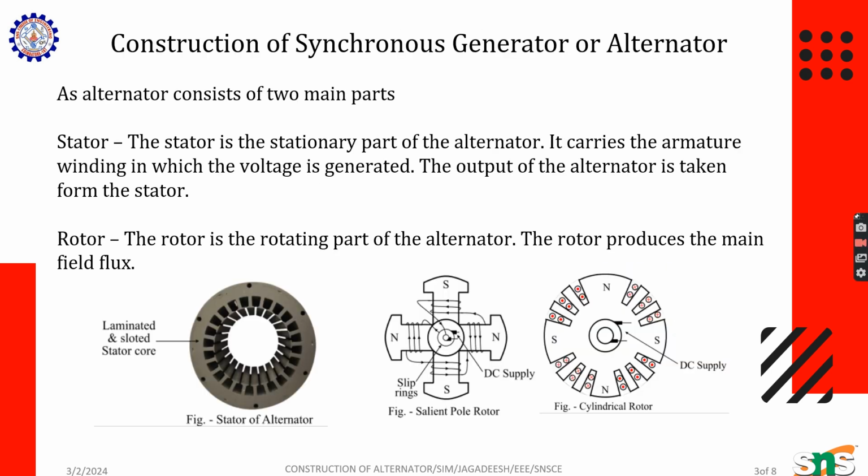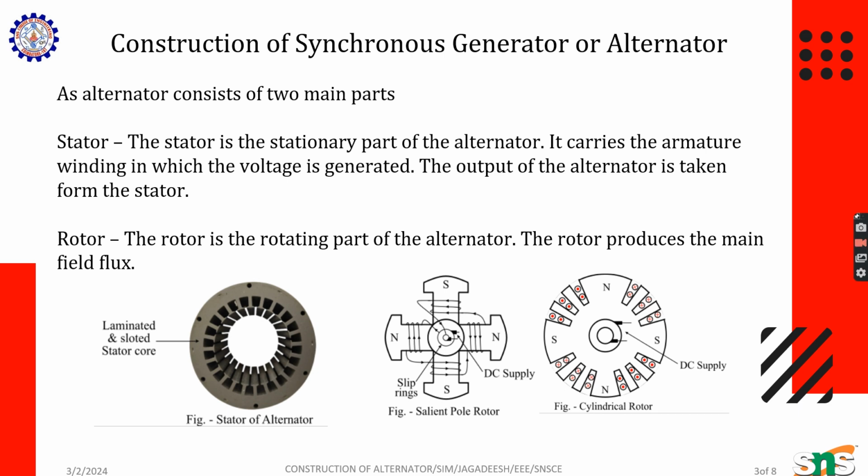When we talk about the construction of synchronous generator or alternator, it is basically divided into two main parts. The first one is stator and the second one is rotor. Stator is the stationary part of the alternator, and it carries the armature winding, and this winding can be used to generate the AC voltage with the help of electromagnetic induction. The output of the alternator is taken from the stator.